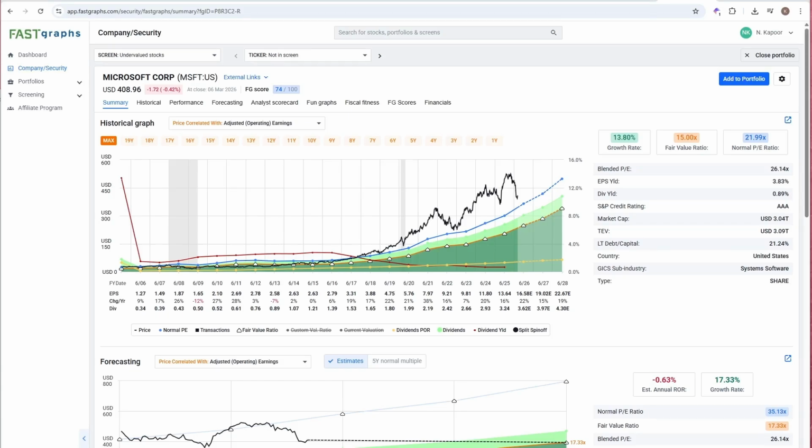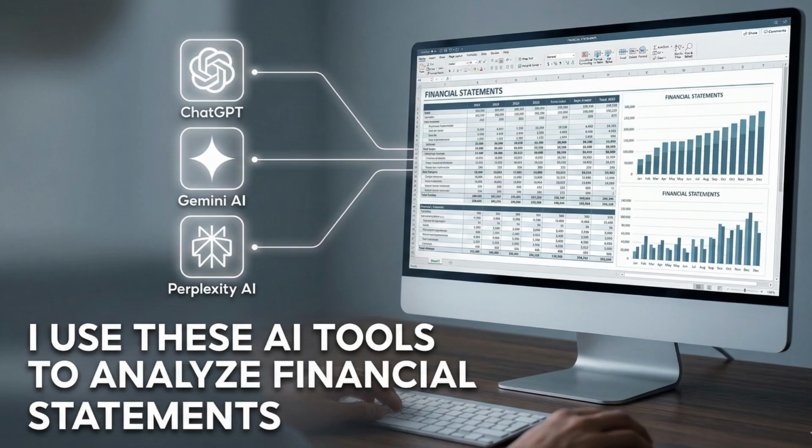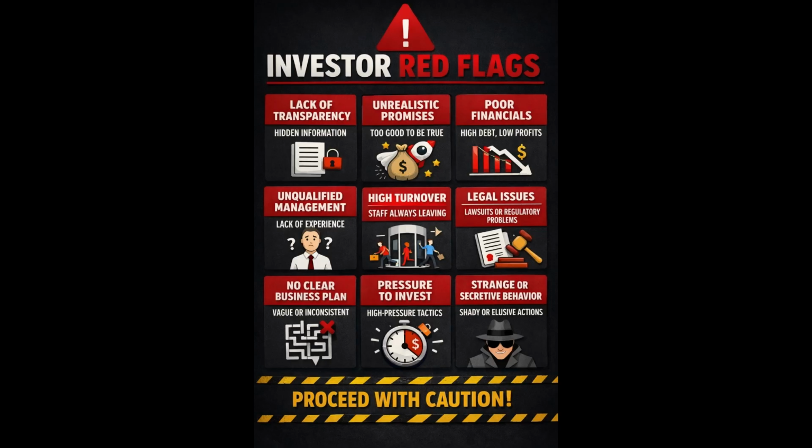So to summarize, my stock analysis process looks like this. Step 1. Check the company's fundamentals using Fast Graphs. Step 2. Analyze the stock's trend using TradingView. Step 3. Review financial reports using AI tools like ChatGPT, Google Gemini, and Perplexity AI. And finally, always check for major red flags before making an investment decision.